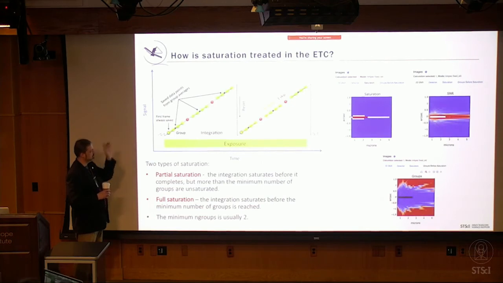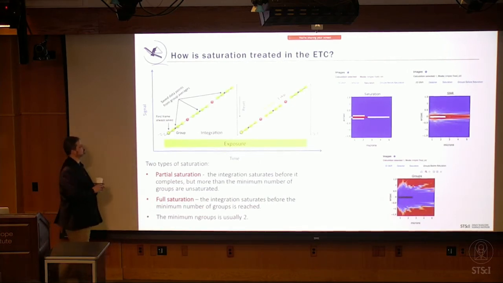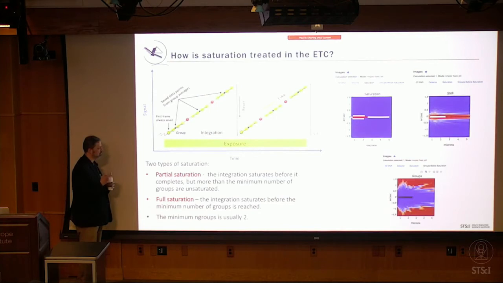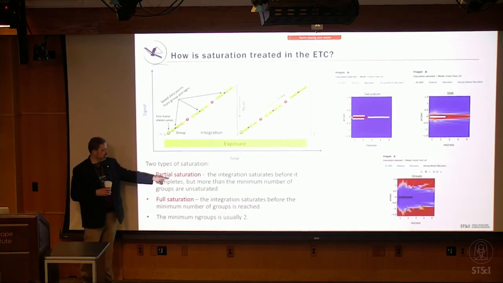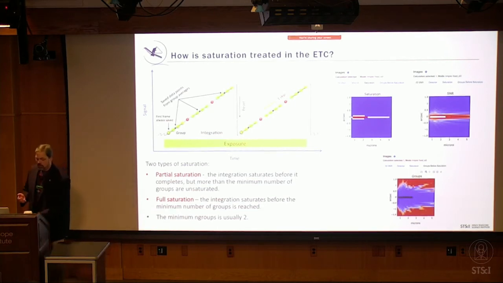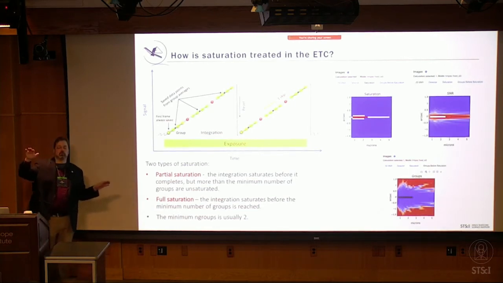In the ETC, this is about saturation, so it's also related to the integrations. There are 2 different kinds of saturation that are dealt with in the exposure time calculator. That's what we call partial saturation and full saturation. The partial saturation is if the integration saturates before it completes, but where you have recorded more than a minimum number of groups that are unsaturated. So it's the same kind of thing, or you can have a cosmic ray hit or whatever. If something bad happens to your integration late in the game, it's okay because you still have a measurement in the first part that's not lost.